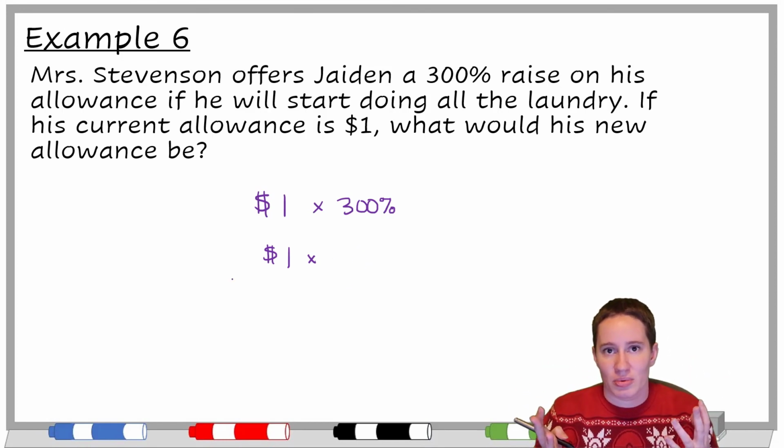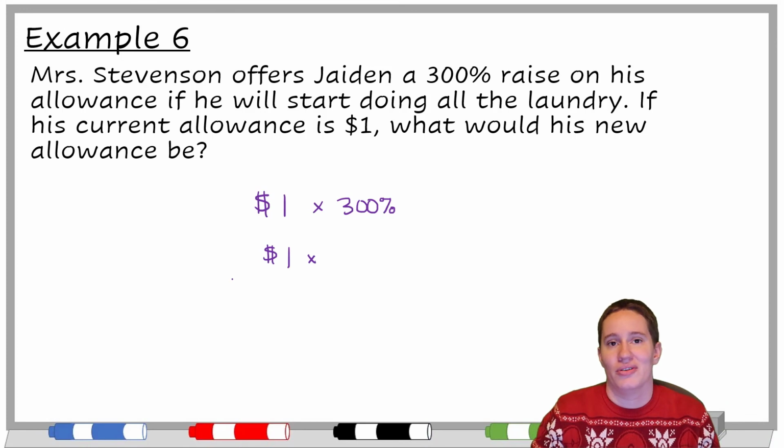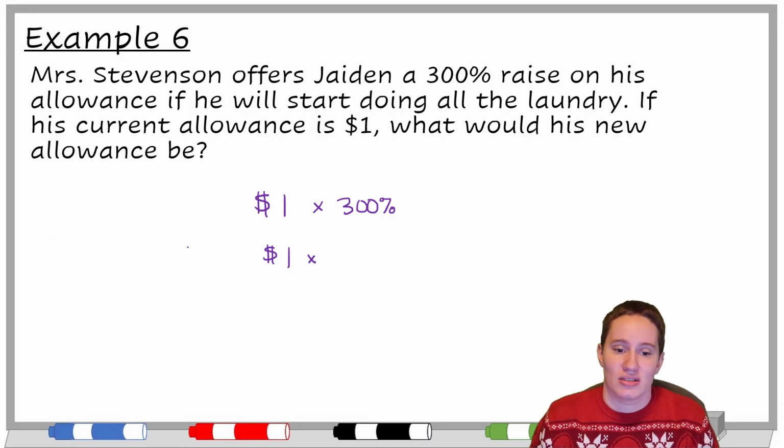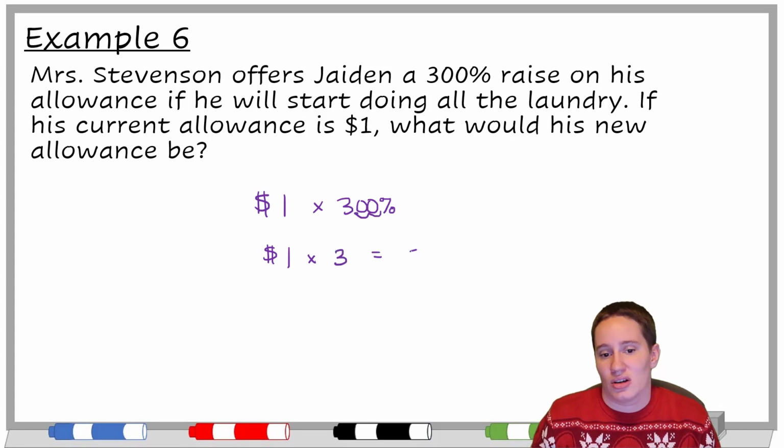There won't be a decimal place, right? But any number that is not a percent or a fraction is in decimal notation. So keep that in mind. So we change this by moving the decimal over 2 places and have 1 times 3. So his raise is now he's going to make $3.